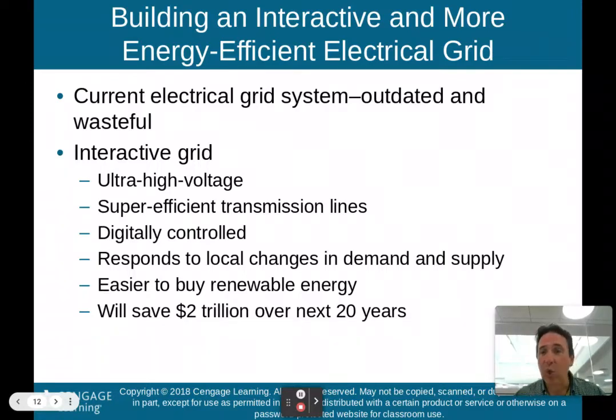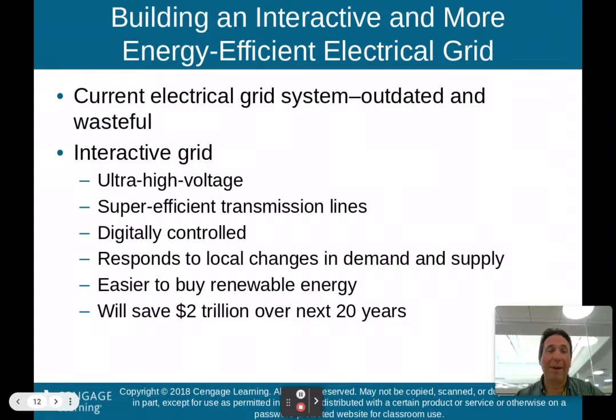It's easier to buy renewable energy on this interactive grid, and it could save us $2 trillion over the next 20 years. So obviously the problem with all of this is that it takes money, it takes initial capital to change the grid. So what happens is people realize their taxes may go up because this extra money is needed, and so people end up stopping these projects.